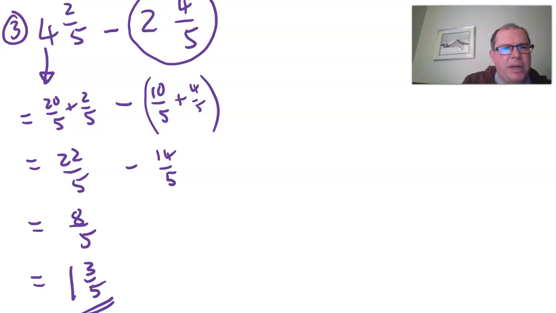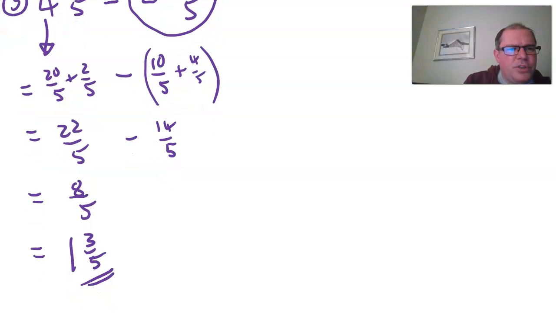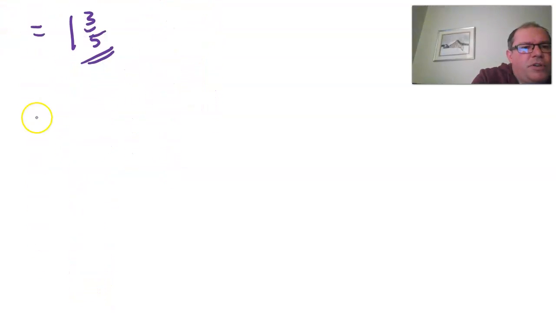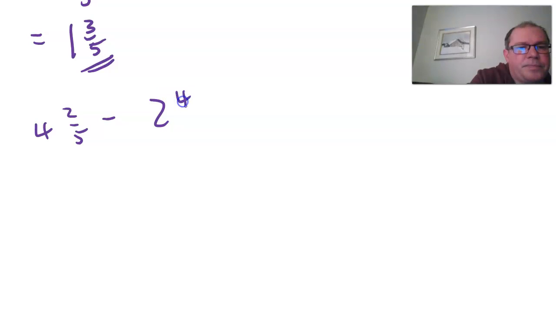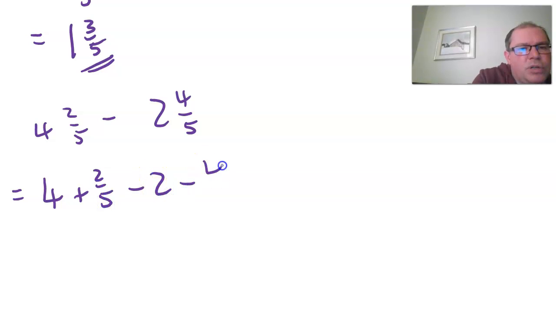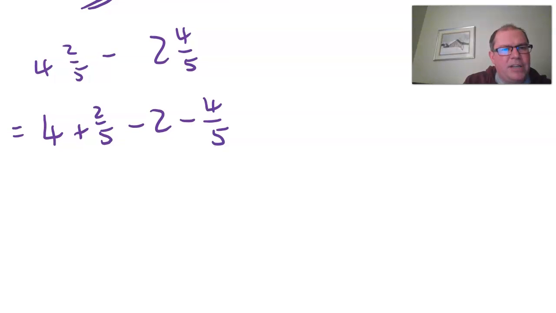That's probably my favourite way of doing it. However, let me show you another way. So 4 2/5 minus 2 4/5. So what we've got here actually is 4 add 2/5 minus 2 minus 4/5. That's what we've got there. 4 and 2/5 minus 2 and 4/5. So the 4/5 is subtracted there.